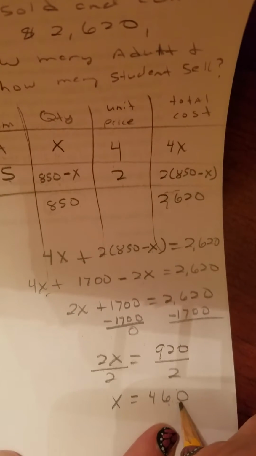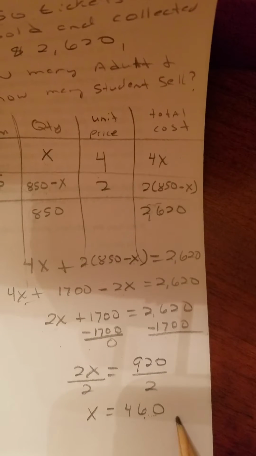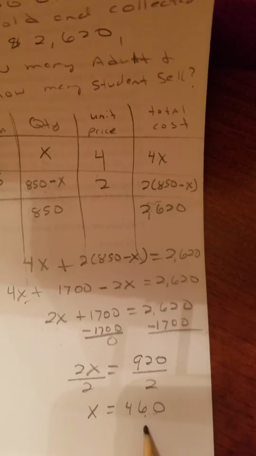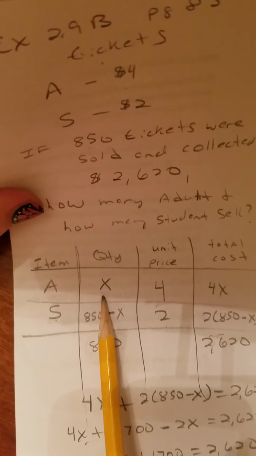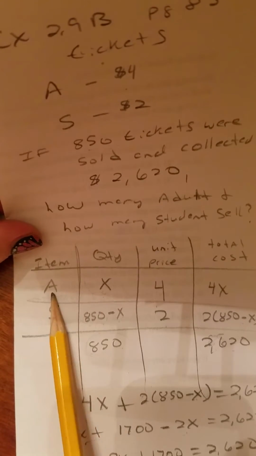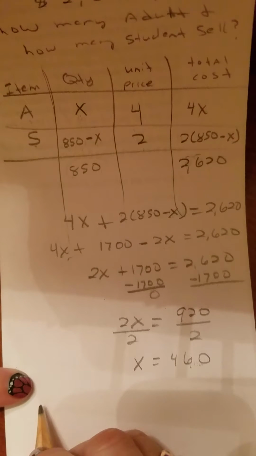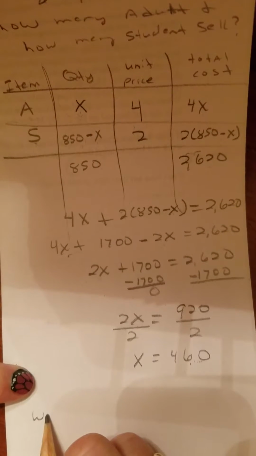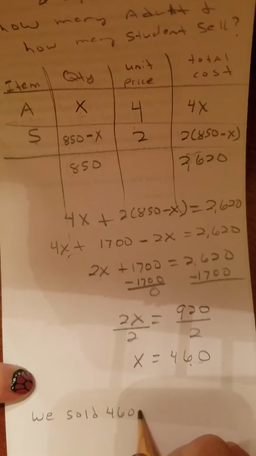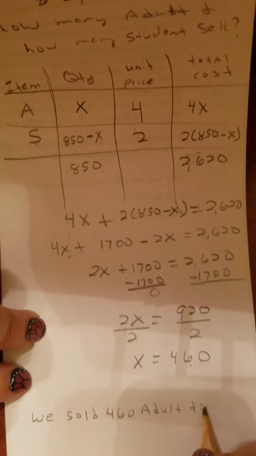Now think about this. What was x representing? Is this money, $460? Is this 460 tickets? What is this? Come back up and look at your chart. x represented the quantity. And so x represented how many adult tickets we sold. So you would say they sold 460 adult tickets.